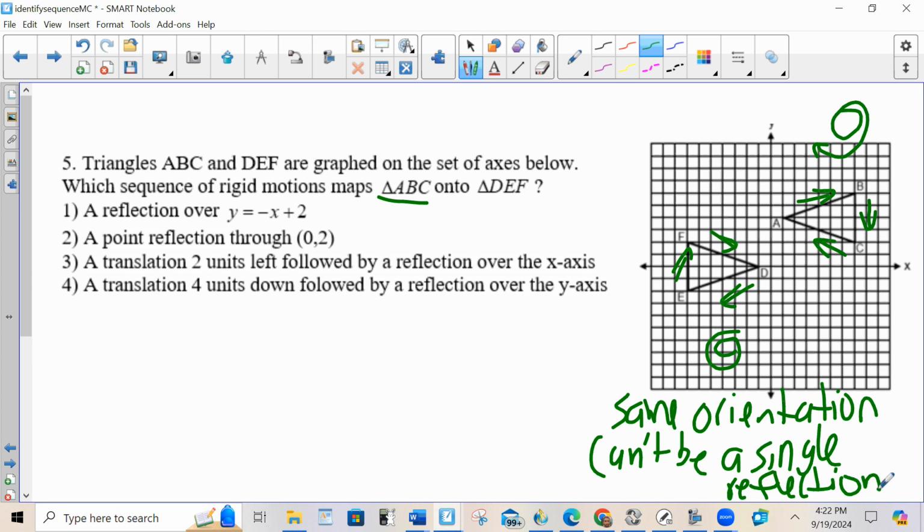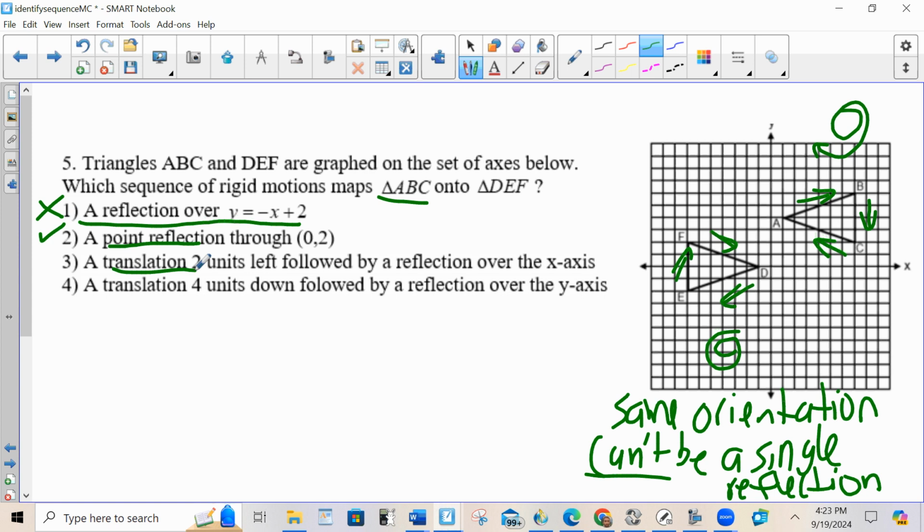So choice 1, a reflection over a line. That's a single reflection. It can't be a single reflection because the orientation is the same. A point reflection through 0, 2. A point reflection is not a line reflection. So there's no line reflection here. That one will give you the same orientation.